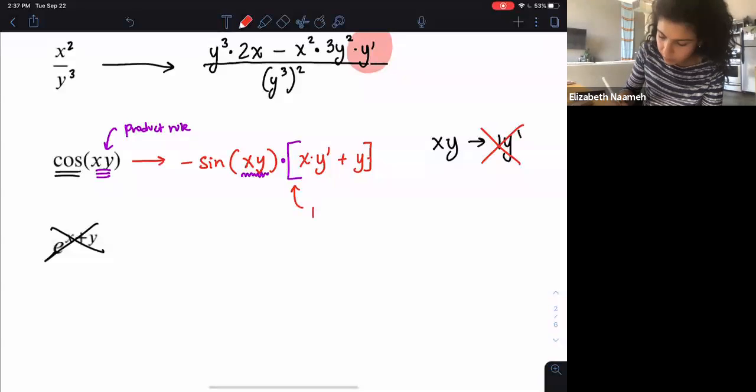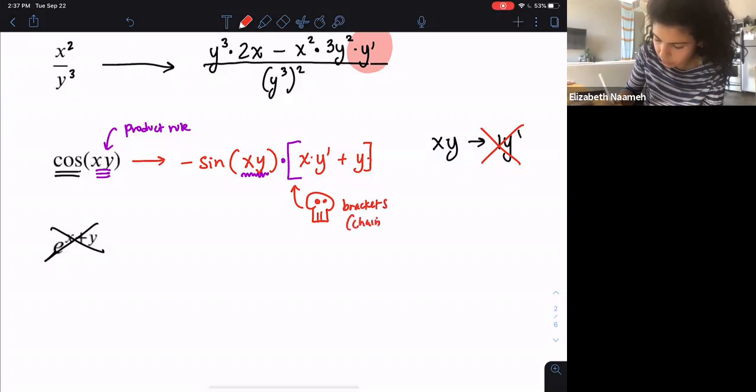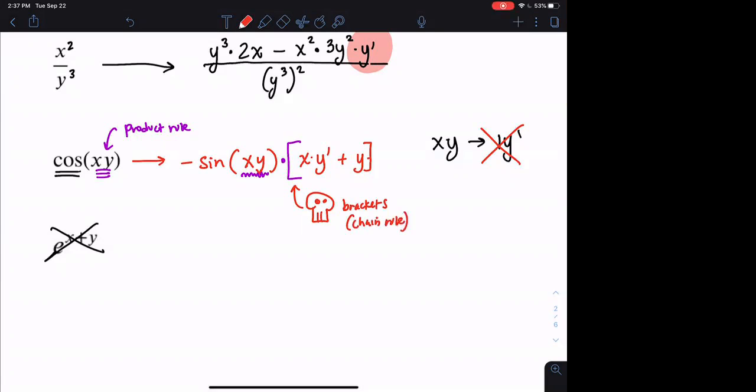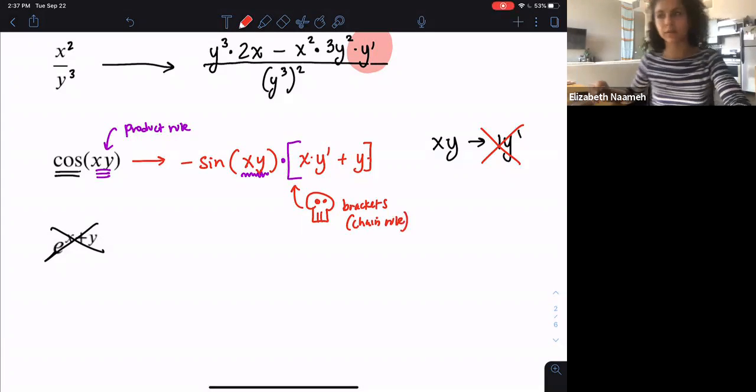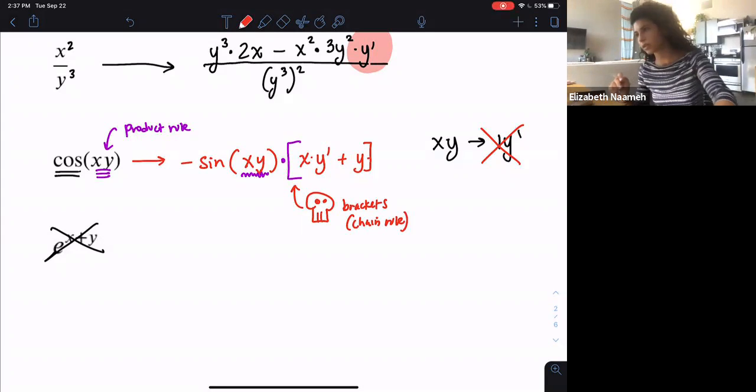Also, last step, put a skull on the brackets. Very important to use the brackets when you're using the chain rule. Why a skull? Skull because danger, watch out. Kids die here. I found skulls.